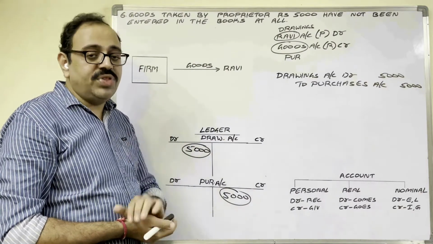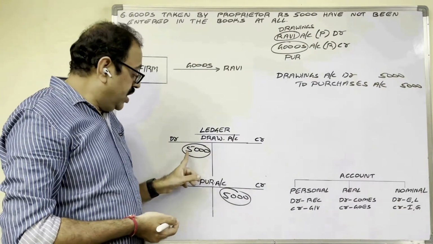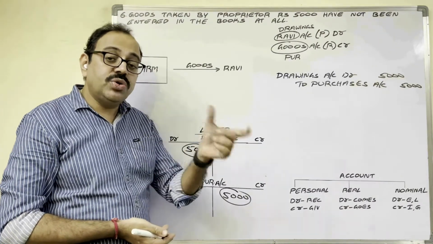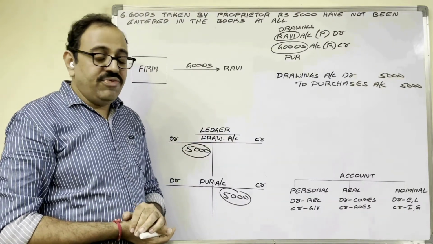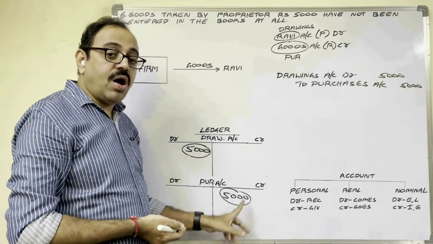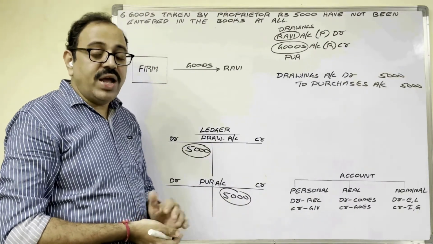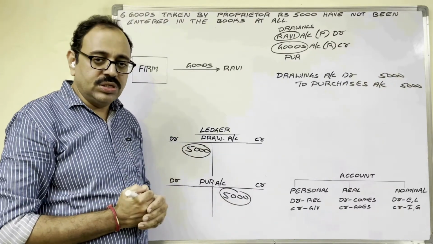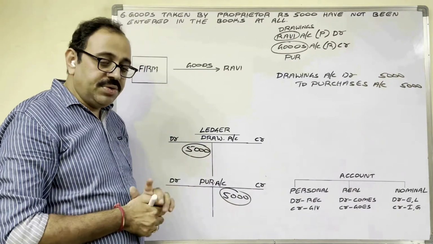So in starting of this video, I told if error is committed in one account, by using suspense account, we should rectify that error. If error is committed in two or more than two accounts, while writing the rectification of error entry, we need not use suspense account. How to rectify this mistake?